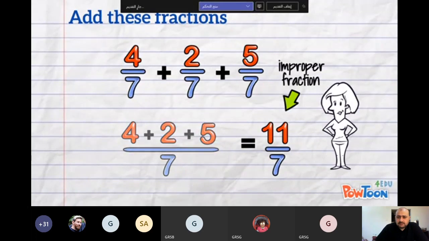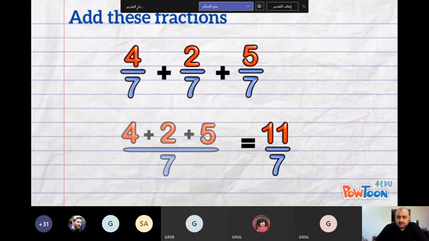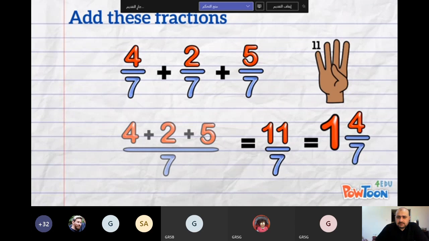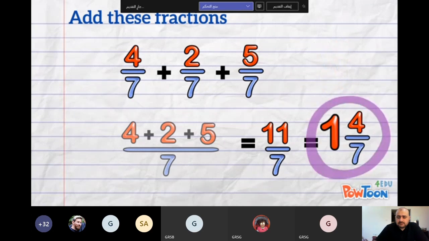But that's okay, because you know how to change it to a proper fraction, don't you? Remember how? The denominator is 7. That means there's 7 parts in one whole. How many groups of 7 are there in 11? Well, there's one lot of 7, and what's left over? Count it up. 8, 9, 10, 11. 4 left over, and that's our numerator. Put that back over the original denominator of 7, and we're done. Our answer is 1 4/7.